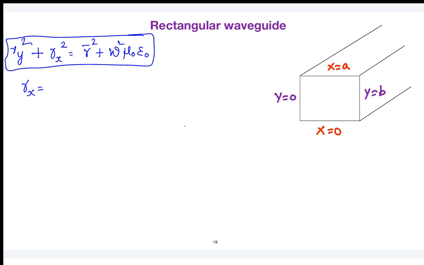Can anybody reply? What is the propagation along x direction? What do we got? I think nobody is replying, which means you would not have gone through the theory part, right? Have we gone through the theory part? Yes or no?